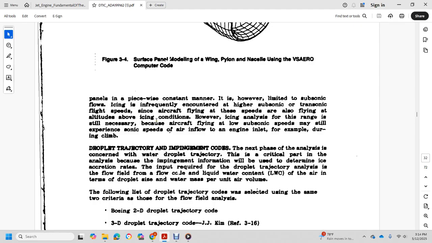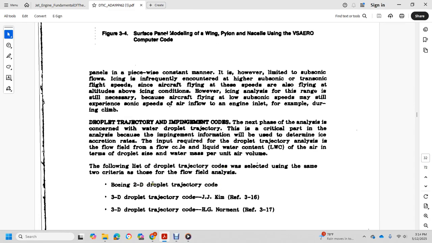The following list of drop trajectory codes was selected using the same two criteria as those for flow field analysis: the Boeing 2D droplet trajectory code, the 3D droplet trajectory code by J.J. Kim, and the 3D droplet trajectory code by H.G.